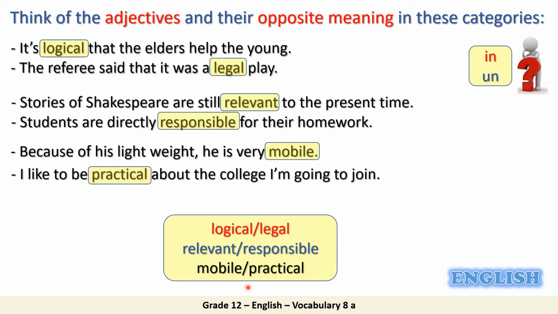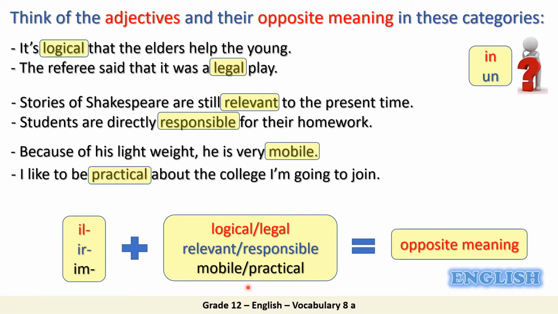So both are bilabial sounds. When we say m and p, they are pronounced from the lips. This is why, in order to change them into negatives, we use the same letter. L: illogical, illegal; R: irresponsible, irrelevant; and M: immobile, and impractical. You got the idea?